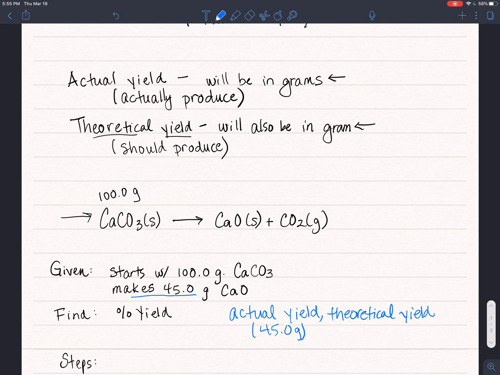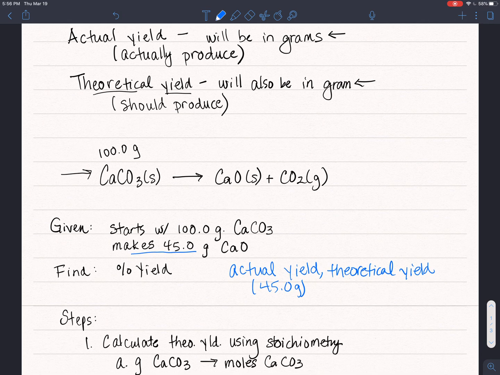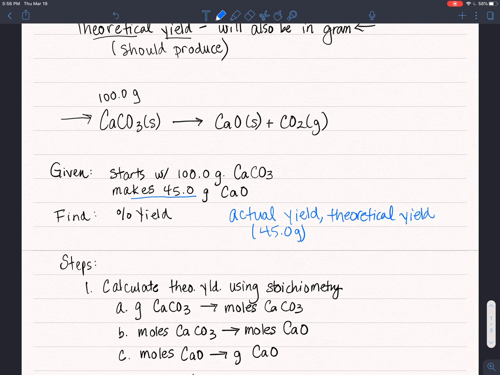Well, how do we do that? Okay, let's walk through that. They've given us 100 grams that we started with of calcium carbonate, right? So the problem is that we've got to calculate our theoretical yield using stoichiometry, and there are 3 steps to do that. We can take the grams of calcium carbonate we were given, which is 100, and turn that into moles of calcium carbonate. Then we can take the moles of calcium carbonate and turn that into moles of calcium oxide using stoichiometry.